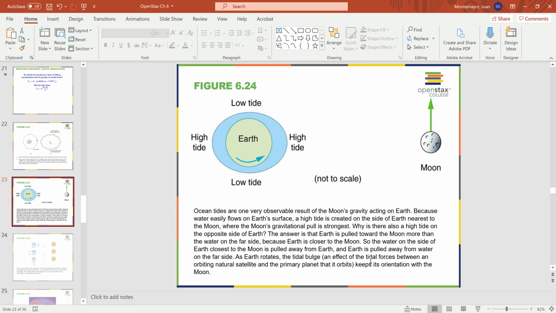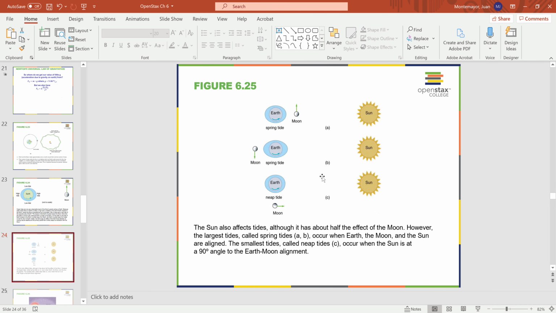As Earth rotates, a tidal bulge, an effect of tidal forces between an orbiting natural satellite and the primary planet that it orbits, keeps its orientation with the moon. So that's a lot of words. Basically, it's saying that the moon acts on the Earth. The water is really easy to move, so you can definitely see the moon's gravitation acting on it in the high and low tides. So even though we have high tides and low tides all across the Earth, the gravitation of the moon is really what's making that high tide and low tide.